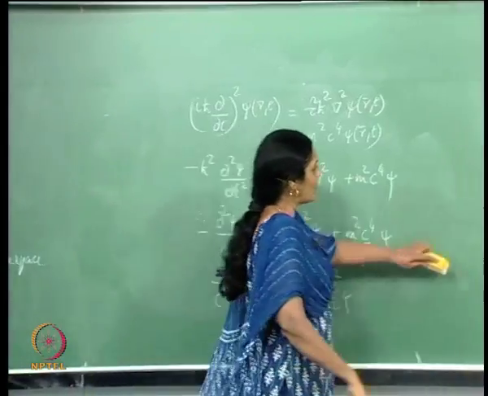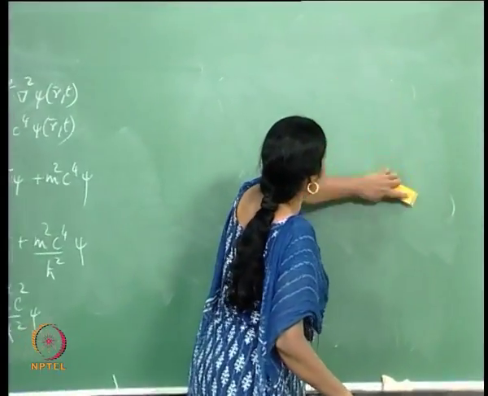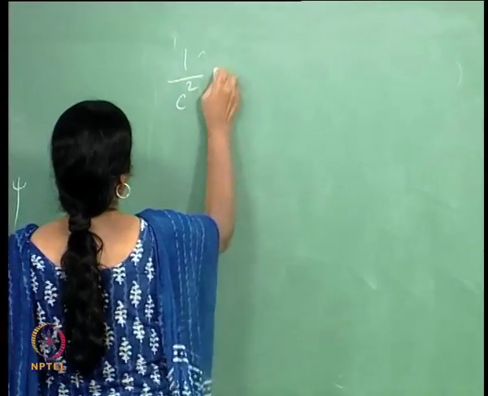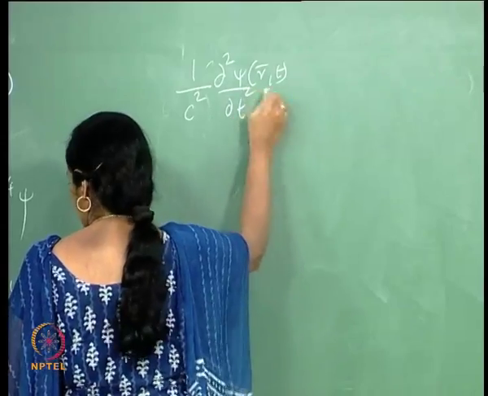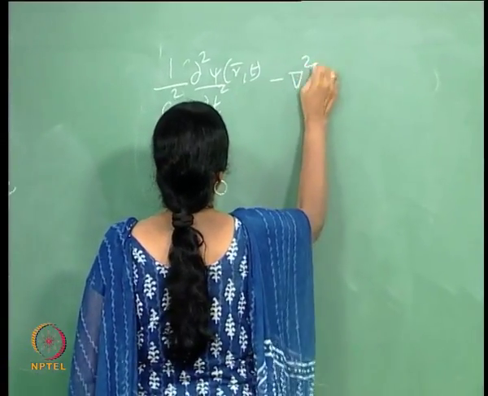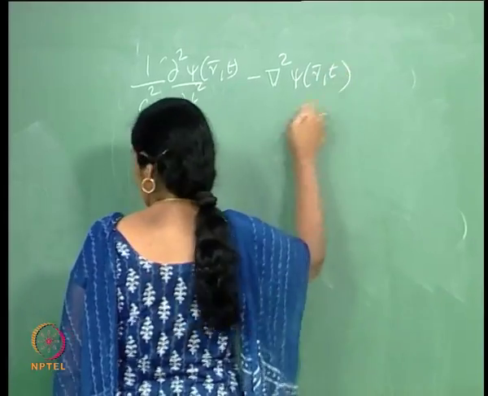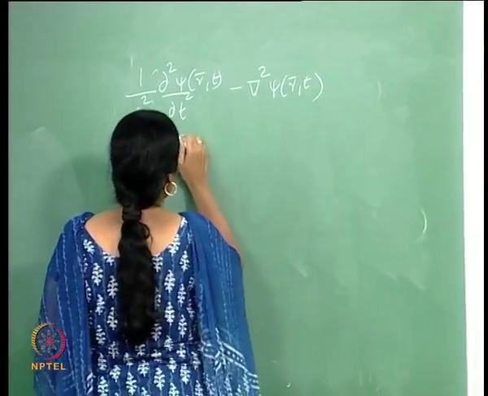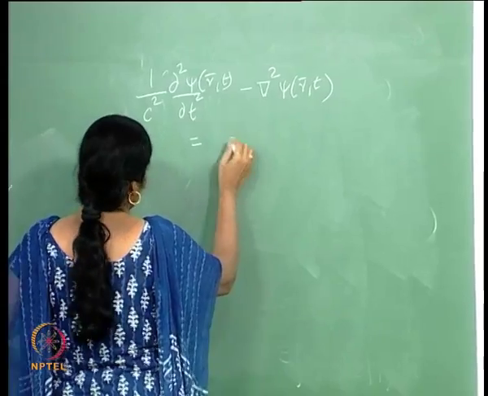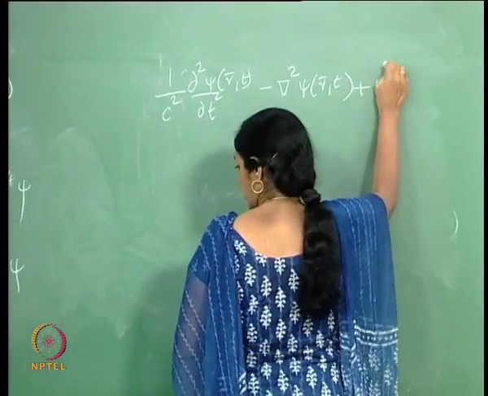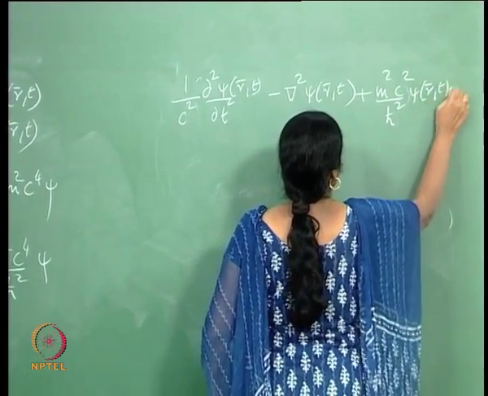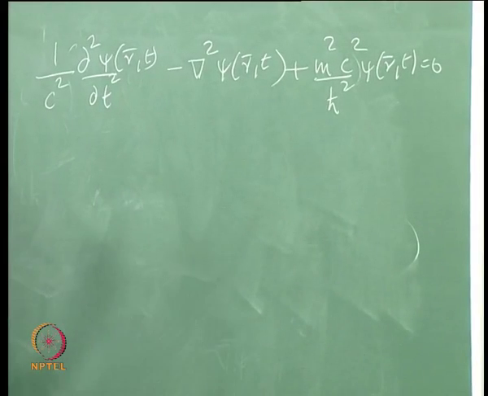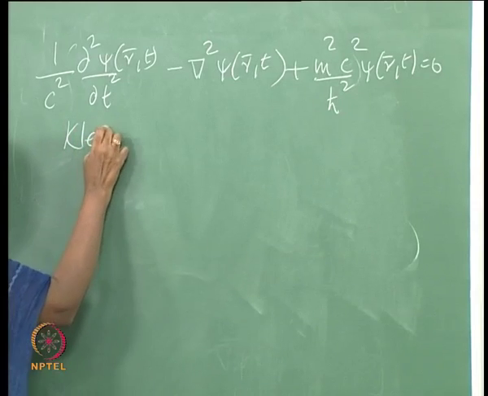So if I bring the del squared to this side, I just have 1 by c squared ∂²ψ(r,t)/∂t² minus del squared ψ(r,t) plus m²c²/h cross squared ψ(r,t) equals 0. That is the Klein-Gordon equation. That is a relativistic wave equation.